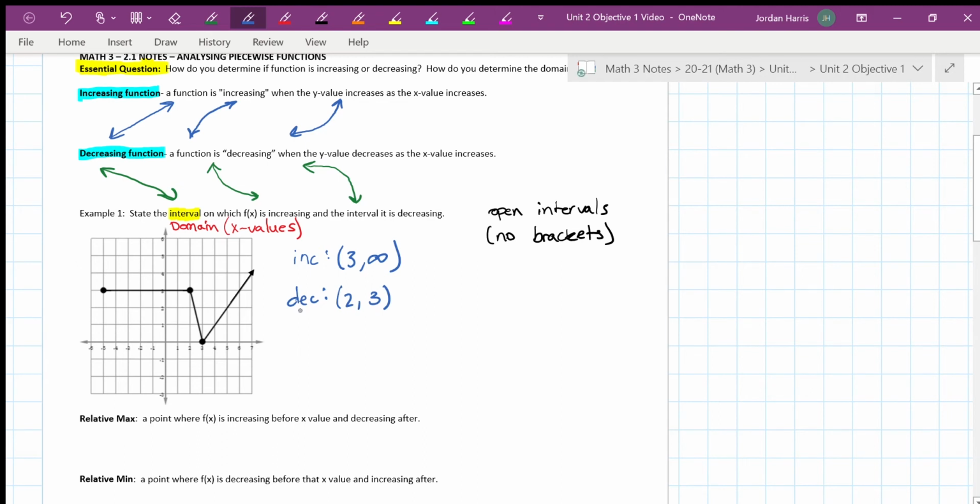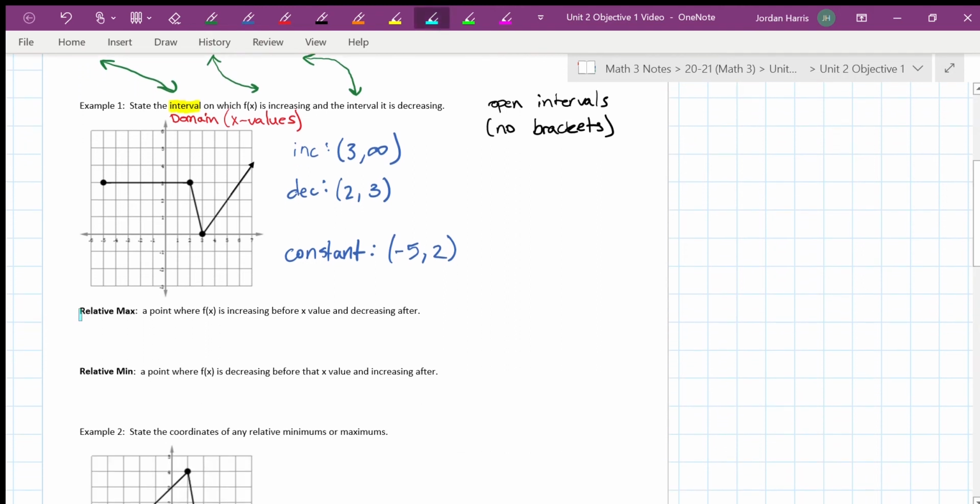And there's actually a third thing. It doesn't ask for it, but you do need to know, what about where is it constant? Where is it flat? So increasing is going up, decreasing is going down, and constant is when it stays flat. And that is right here. So that is from -5 to +2. Once again, using the x values. -5 to +2. And there we have it.